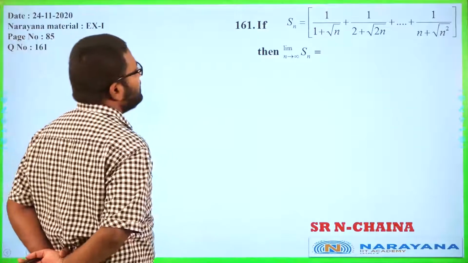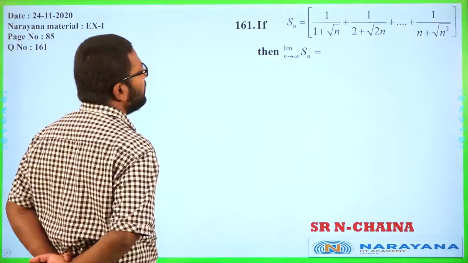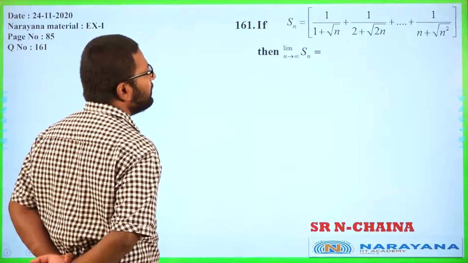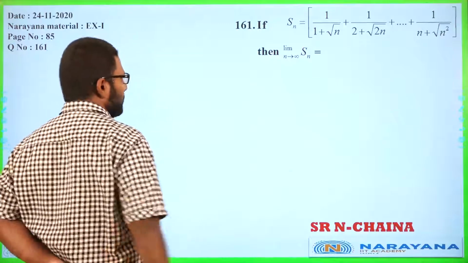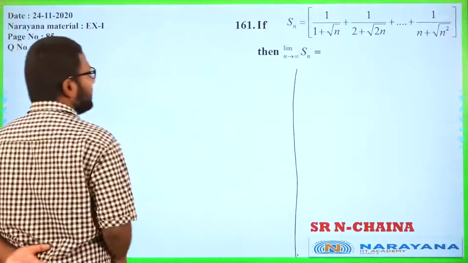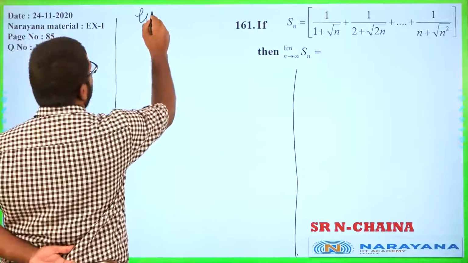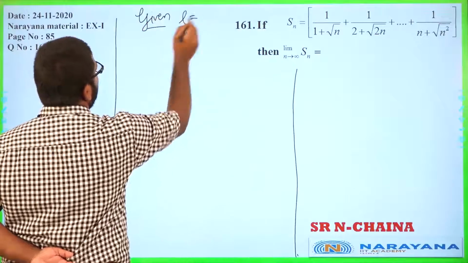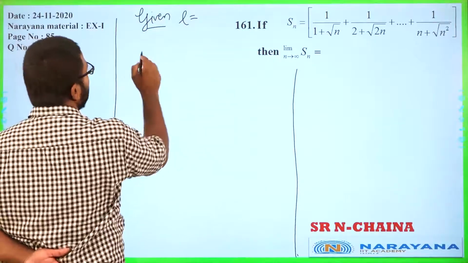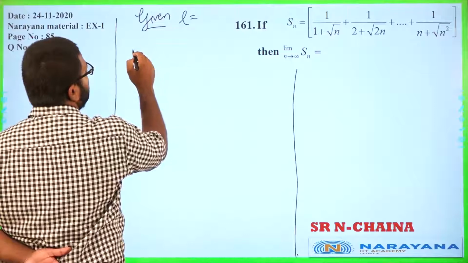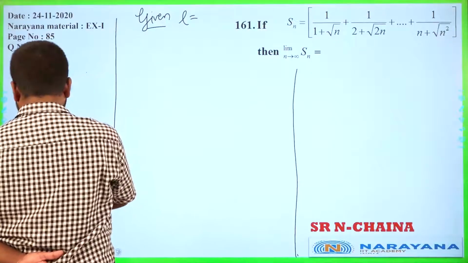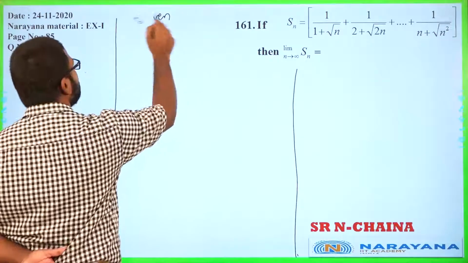Alright, Sn is 1 by 1 plus root n, 1 by 2 plus root 2n and so on up to 1 by n plus root n square. Then limit n tends to infinity, Sn is what? Start with the given limit L, or rather they are asking for limit n tends to infinity of Sn.